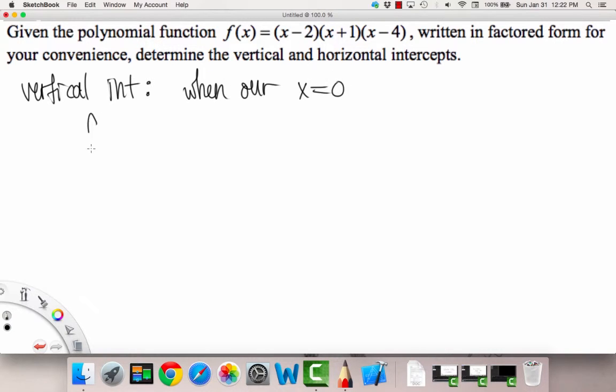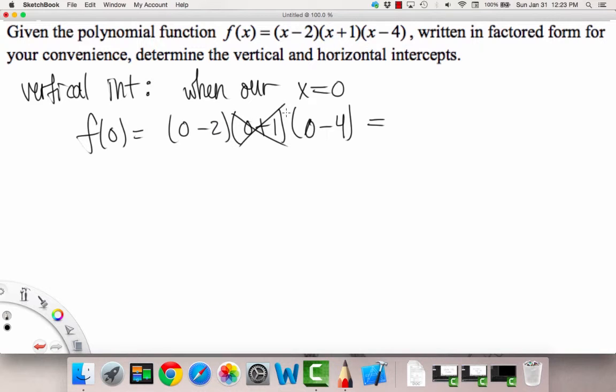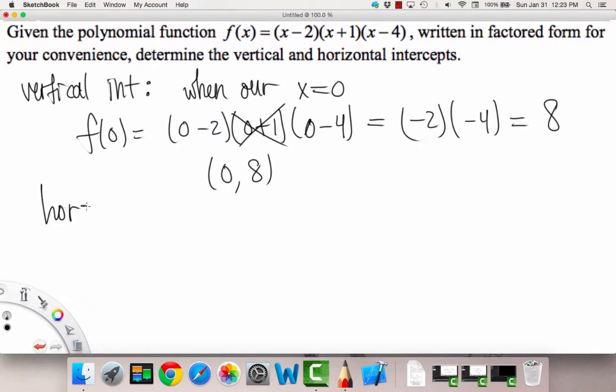Okay, so let's just plug that in. We get f of 0 is equal to 0 minus 2 times 0 plus 1 times 0 minus 4. On the inside we just have a 1, so that is just there. So we have negative 2 times negative 4, so this equals a positive 8. So our vertical intercept is going to be the point 0, comma, positive 8.